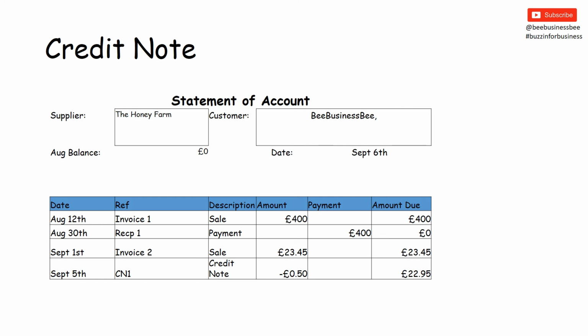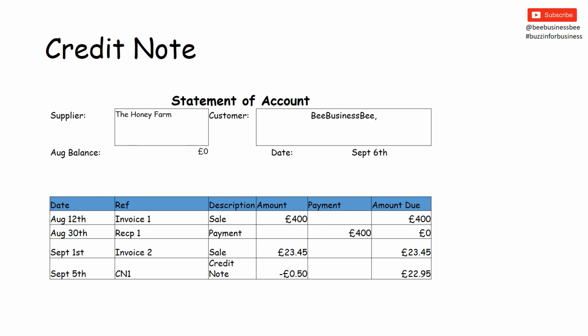Now we come to September, and invoice 2, the one we've just been looking at, has just been made. So you can see there's a sale of £23.45. And that now means B now owes £23.45. Of course, we've just seen already, there's now been a credit note issued because B's made a complaint regarding the quality of the spoon.